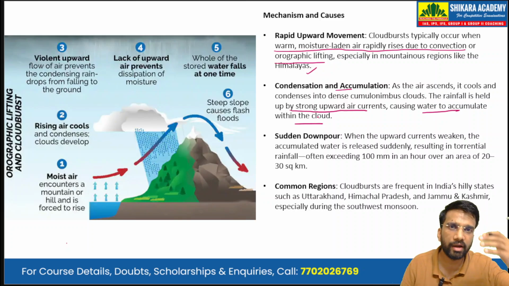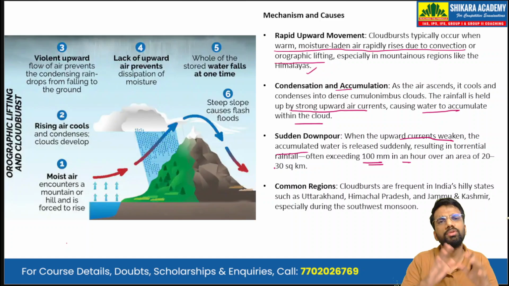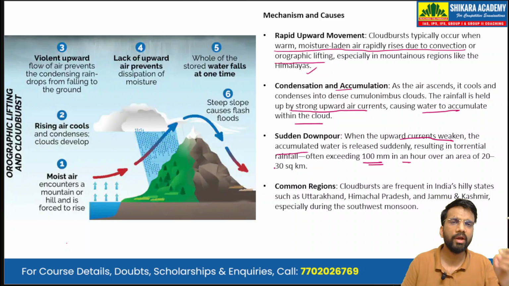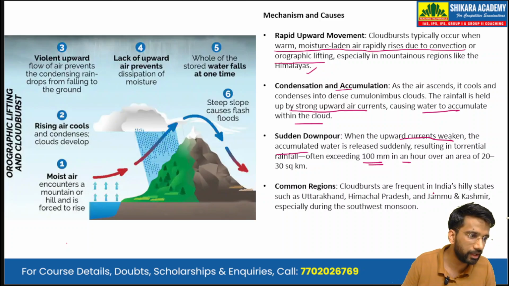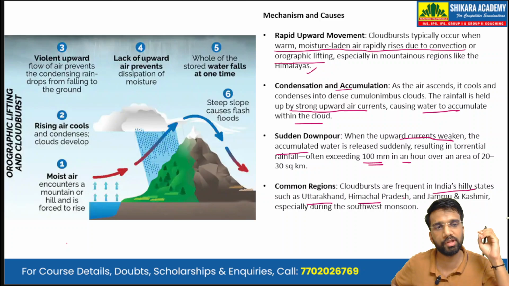Then there is a sudden and intense downpour. When the upward current weakens, the accumulated water is released suddenly, resulting in torrential rainfall, often exceeding 100 mm in an hour over an area of 20 to 30 square kilometers. And the commonly impacted regions: cloudbursts are frequent in India's hilly states such as Uttarakhand, Himachal, and the UT of Jammu and Kashmir, especially during the southwest monsoon season.